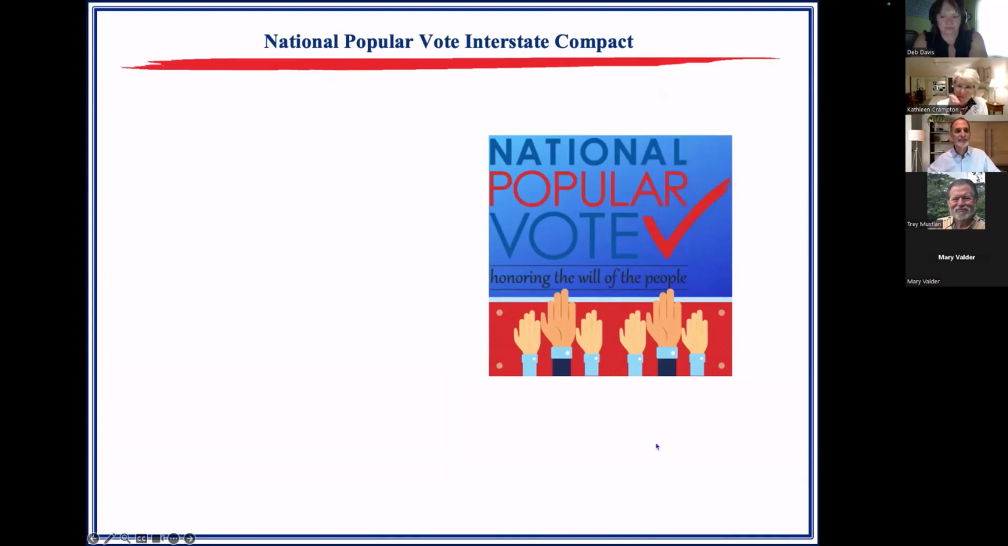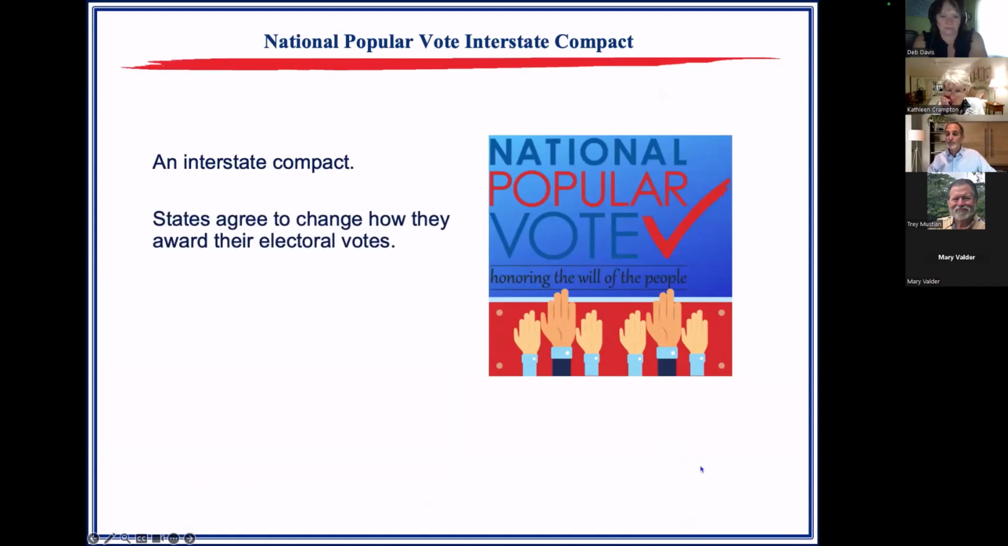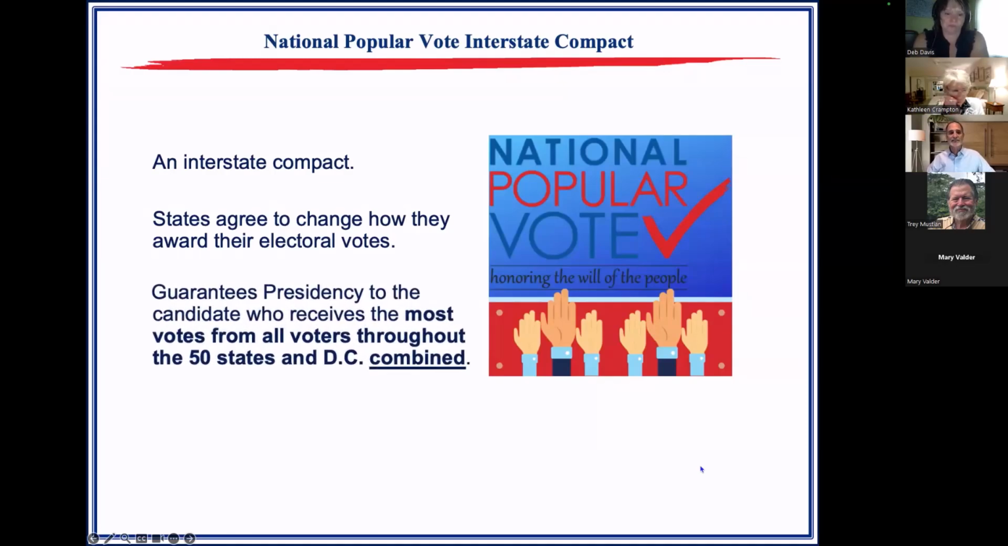It is an interstate compact approved by states who choose to participate. And those states agree to change how they award their electoral votes. It will guarantee the presidency to the candidate who wins the most votes from all the voters throughout all 50 states and the District of Columbia combined.